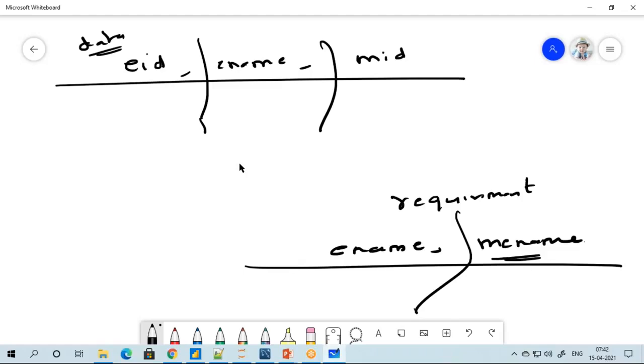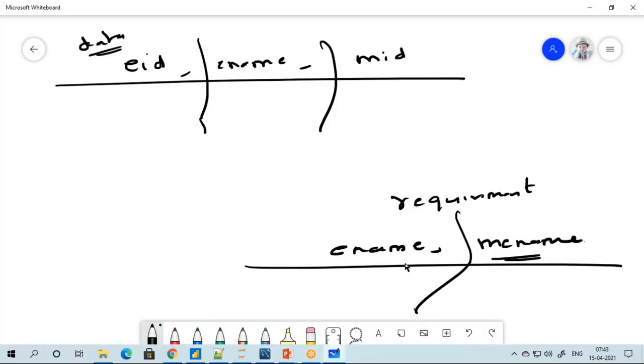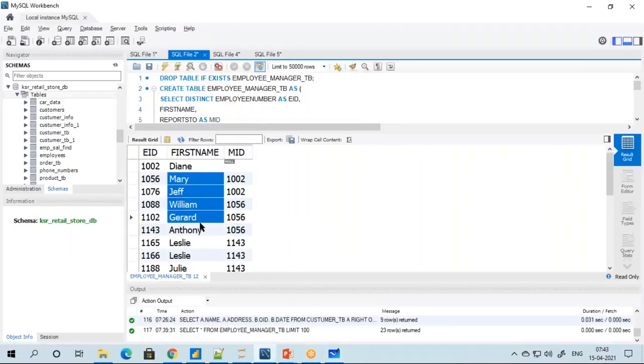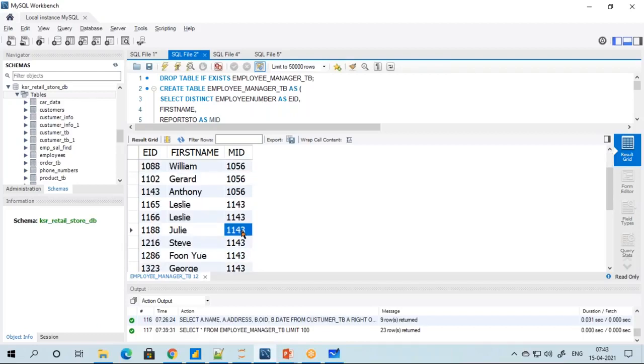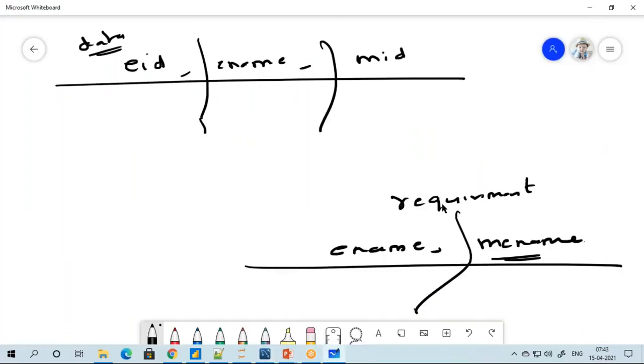I don't have something called manager name, but I have something called manager ID. But this 1056 means, what is this guy? 1056 is Mary. But this time I need employee name. This is an employee name and this is a manager ID. I don't need manager ID. If you ask me who is manager of 1143, I don't know. I don't know who is 1143, but I need to see his name. That name is Anthony. For all these persons, Anthony is a manager. I want to see Anthony as a name. This is my requirement. Again, this is going to be a question.